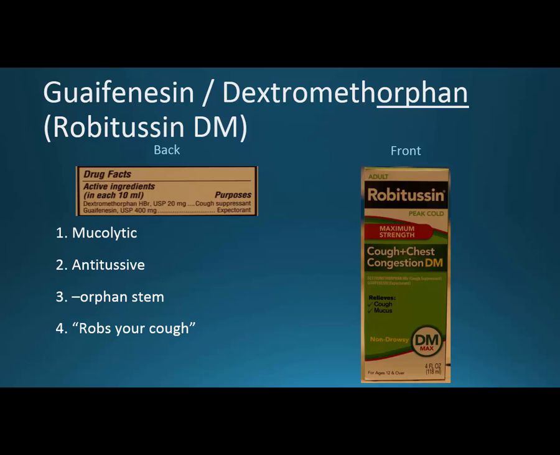Guaifenesin with dextromethorphan, Robitussin DM. So this is a combination product, and some students get mucolytic confused with antitussive. A mucolytic is something that breaks up mucus. Guaifenesin you'll find as Robitussin plain, or you'll find it as Mucinex.